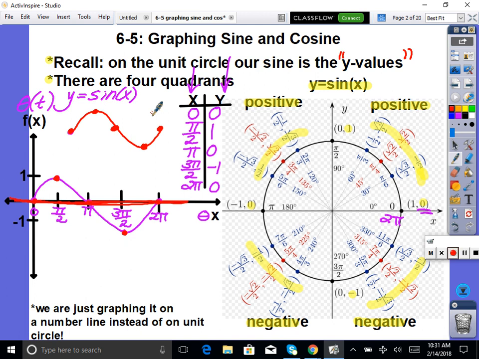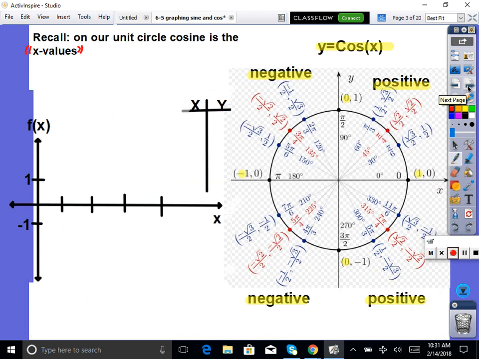All right, let's do cosine now. So everybody focusing now on the x values. Here we go. So these are our parent functions. For y equals cosine of x, at 0, our cosine starts up at 1. Everybody, at 0, we start up at 1.